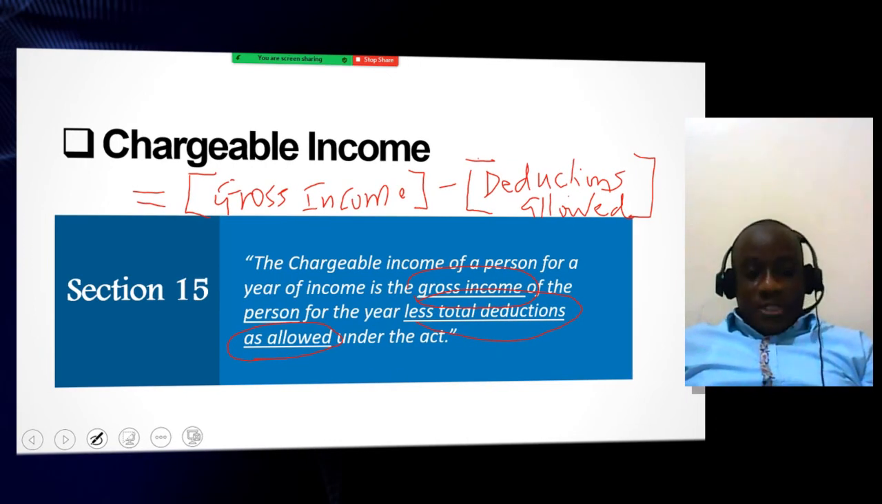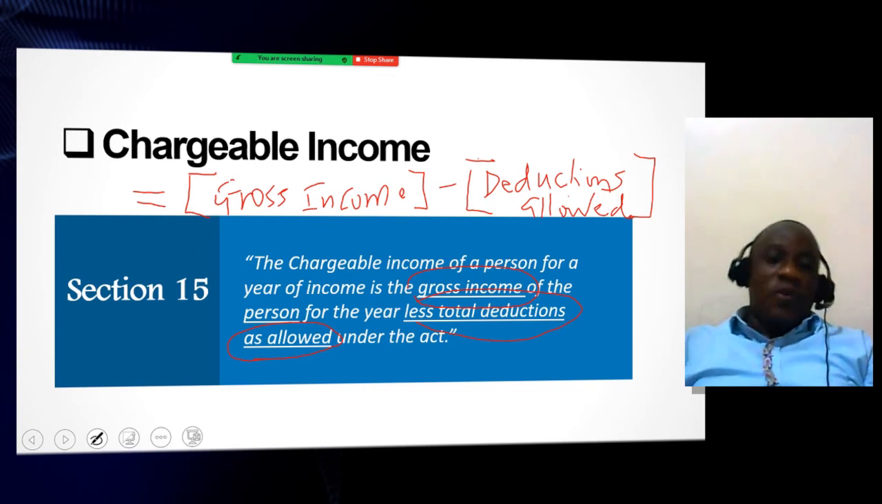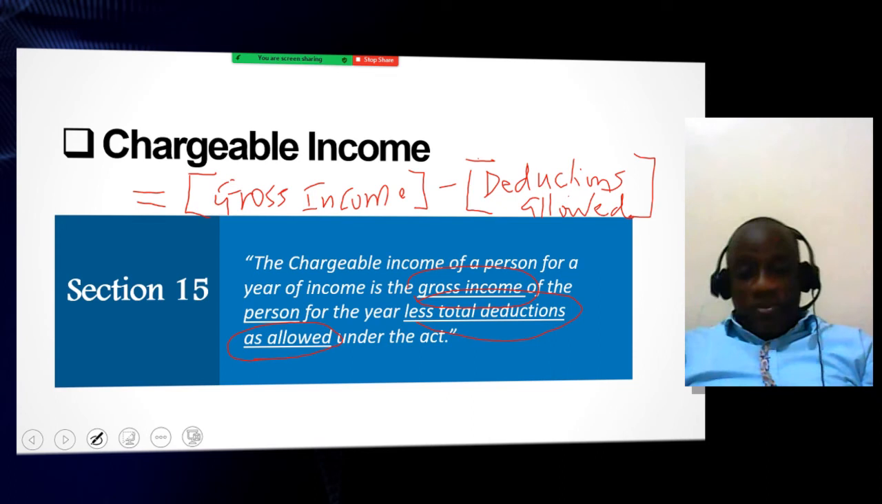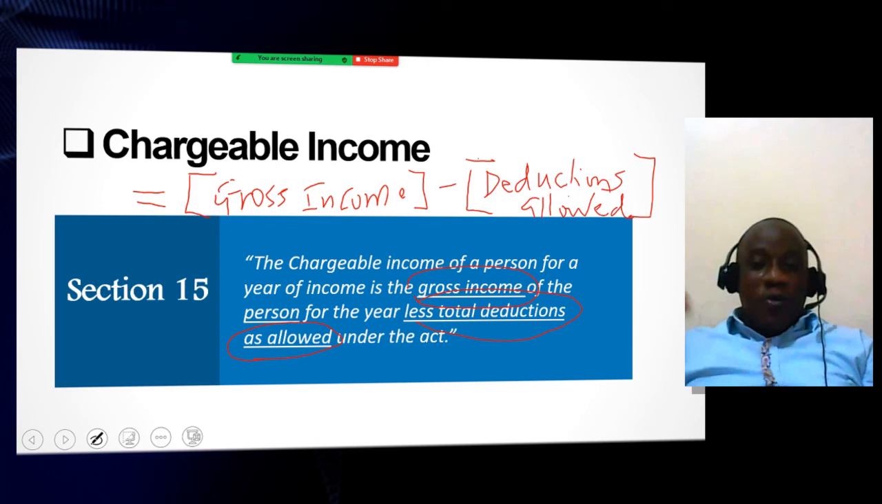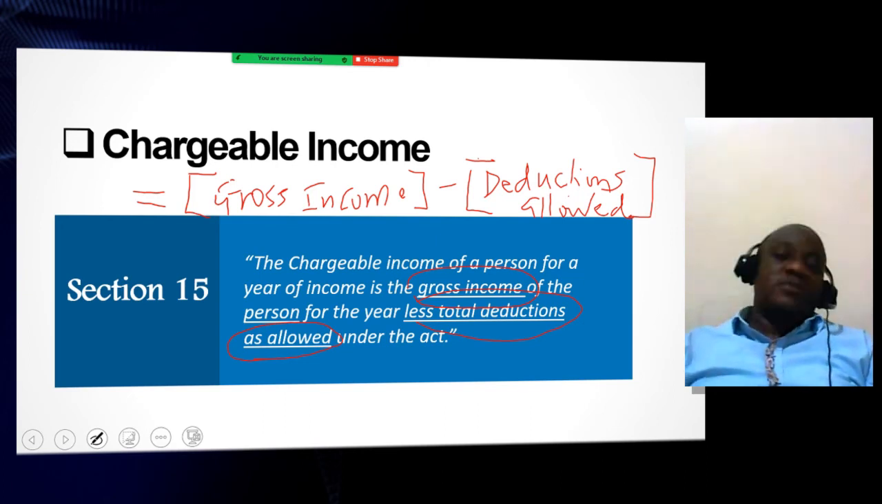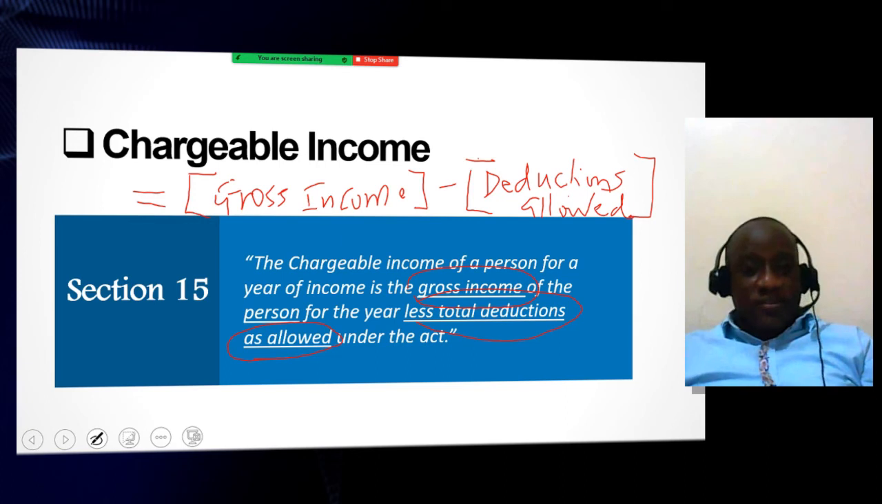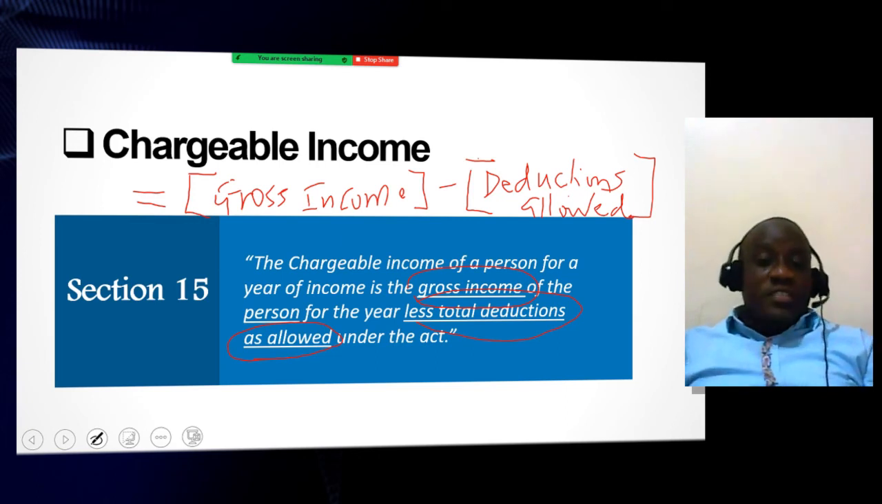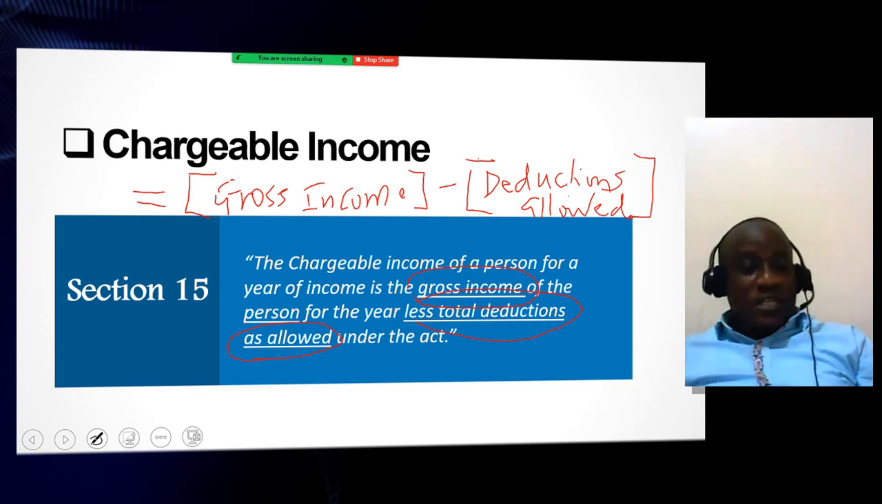So as a tax practitioner, you design your papers, your working papers in that kind of way. You design your schedules. You design your work, you present your workings, because in most cases, they want to look at how did you arrive at the chargeable income. So you must have schedules, working papers that indicate how you arrived at the gross income, how you computed the deductions allowed, and what was your chargeable income.